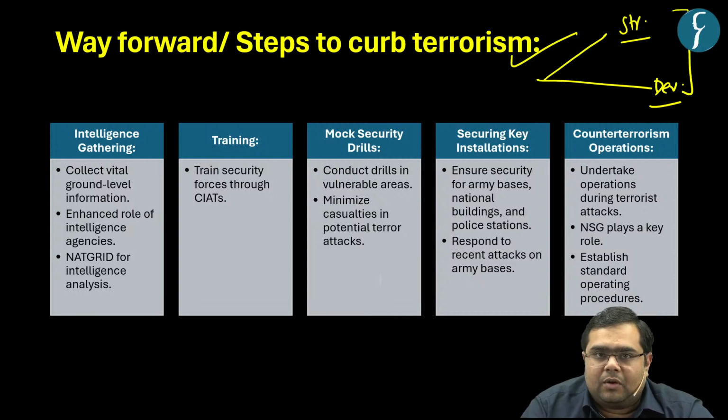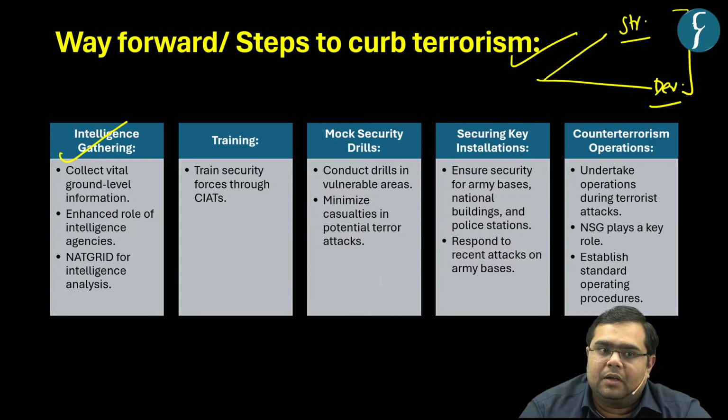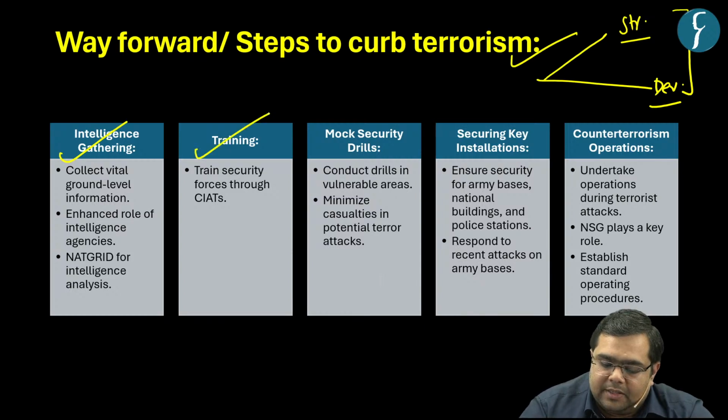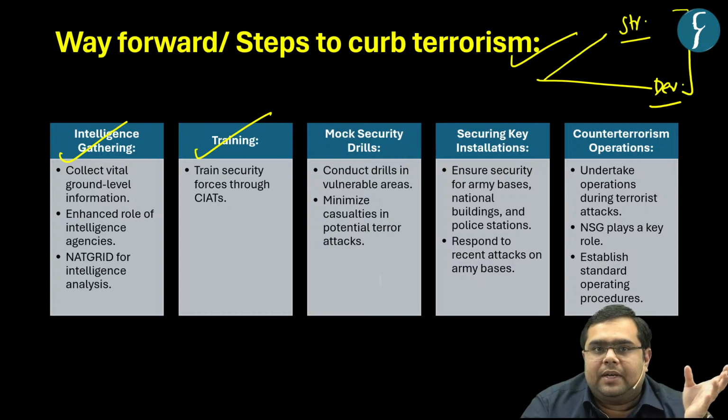Strategic intervention or military intervention will have the following components: better intelligence gathering, and coordination between the various states as well as central agencies, and between state and state agencies. Then there has to be better training, because terrorism is like a cat and mouse game, right? A cat and mouse game going on between terrorists and the security forces.